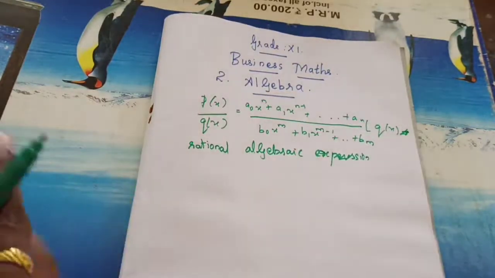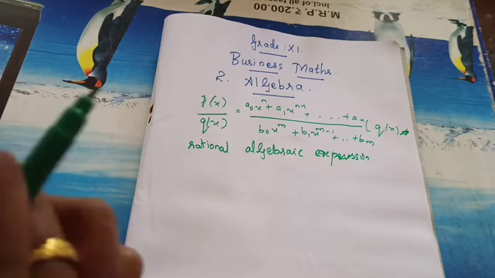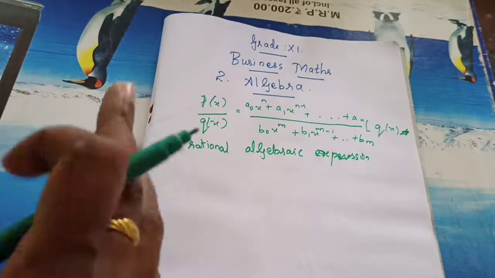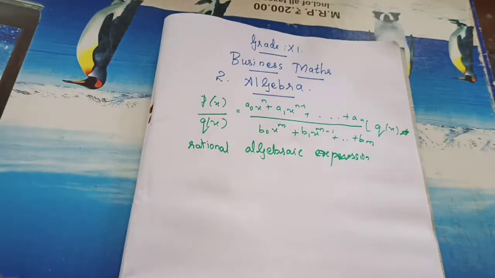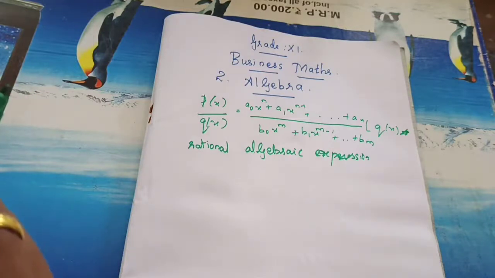So now you know the form of an algebraic rational expression. A rational number is in the form of p by q, q not equal to 0. Here a rational algebraic expression means p of x, one polynomial, divided by q of x, one polynomial of any degree, where q of x is not equal to 0. Understand the difference between rational numbers and rational expressions. A rational number is in the form of p by q, q not equal to 0, but a rational expression is in the form of p of x divided by q of x, where the q of x value is not equal to 0.